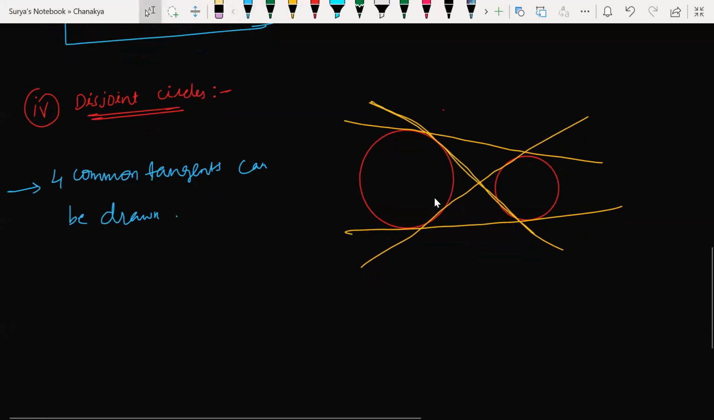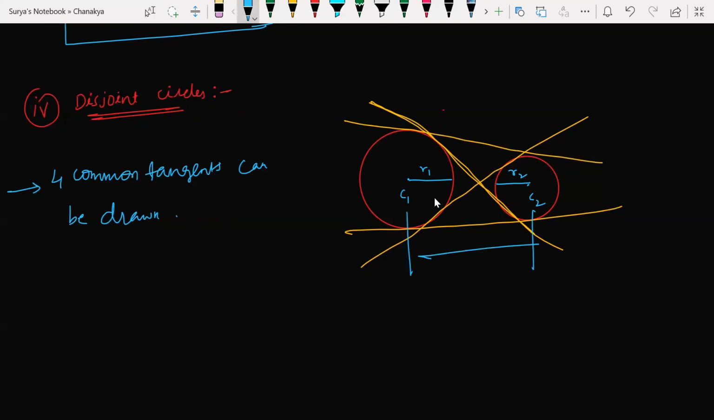Look at the condition. This is my C1. Let's say this is my C2. Look, if this is C1, then this is my R1, and if this is C2, this is my R2. What could be the condition? Look, what could the condition be here? What could be the condition? Look, how much will the distance between C1 and C2 be? This much. Listen carefully.